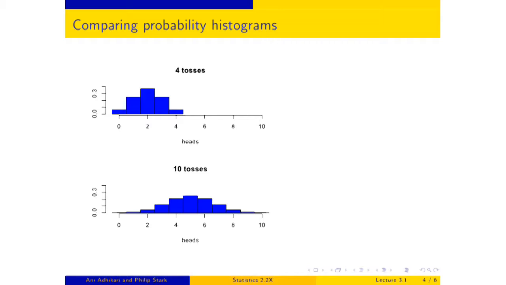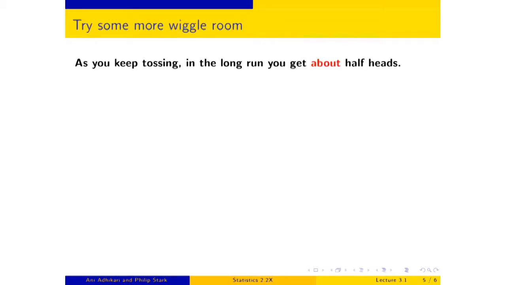So what does the law of averages actually say? Does it say anything? So what we noticed is that as you keep tossing, in the long run, you get about half heads. That word has to be important, because if you delete it, you get half heads, you get exactly half heads. That's just not true. In the long run, you are less and less likely to get exactly half heads. So what do we have to do? Well, we need to give ourselves a little bit of room.